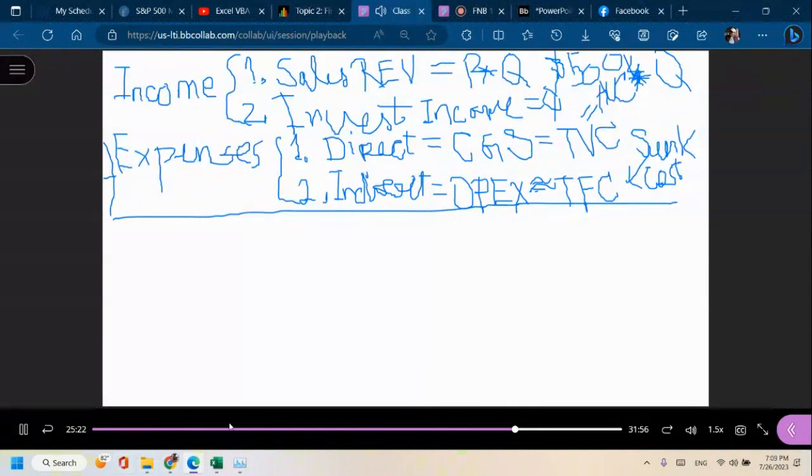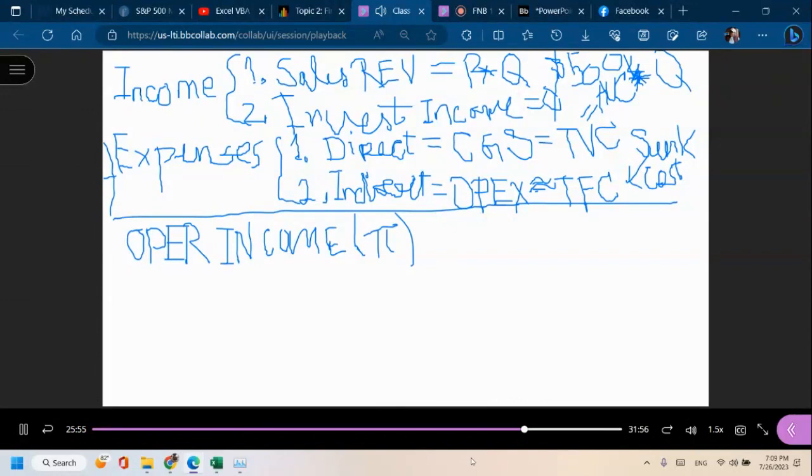But this is not profit. It's too early to call it profit. There's another name. It's called operating income, or operating profit. So it's either called operating income or operating profit. From operating income, we have to get to the final point. The finish line is not operating income. The finish line is the net income. But to get to the net income, we still need to go through a couple of things, right?